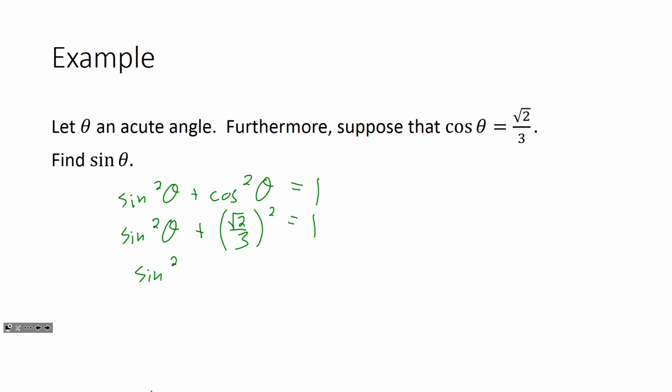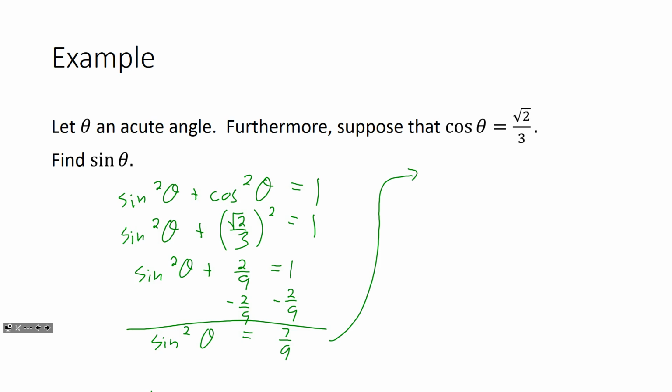Well, let's just trace through the algebra here. When we square this fraction, when you square the square root of 2, you get 2. When you square 3, you get 9. I'll now subtract 2 9ths from both sides. And I'll have sine squared of theta equals, now 1 would be 9 9ths. So 9 9ths minus 2 9ths would be 7 9ths.